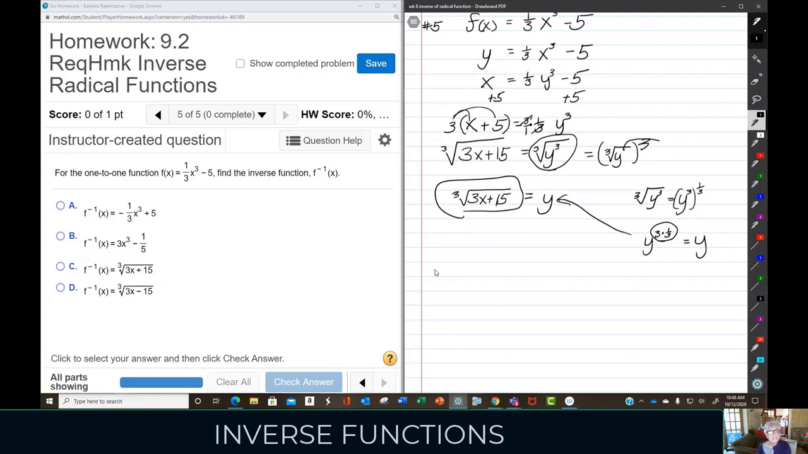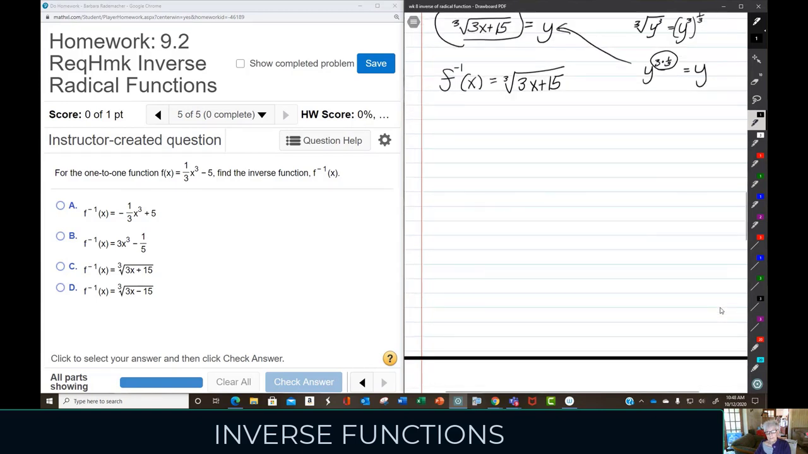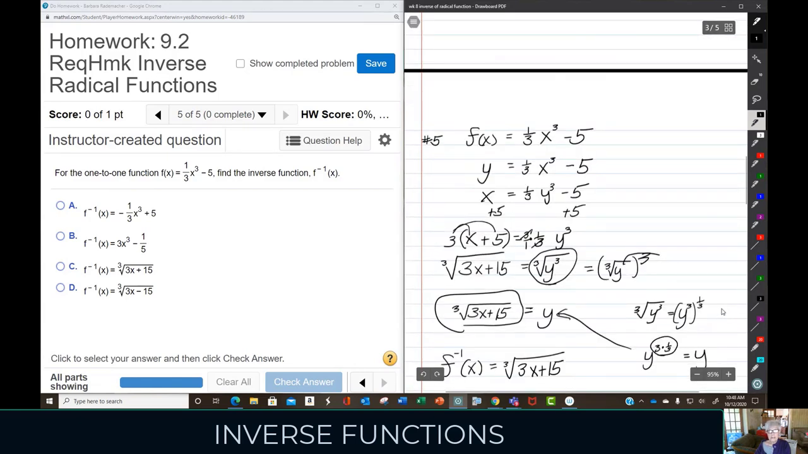But let's do it the grown-up math student way and write it the right way. We've got F inverse of X equals the cube root of 3X plus 15. Same 4 steps. Here was step 1. Here was step 2, where you switch the letters, switch variables. Here's step 3, and 3 is where you go through however many steps you have to go to solve for y. And then this is step 4. Same steps all the time.